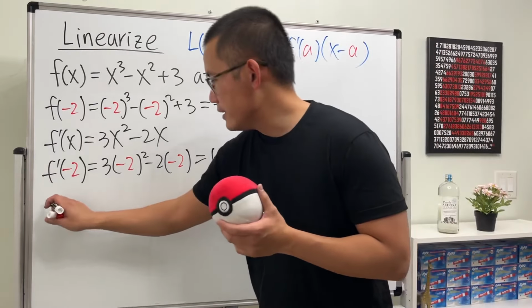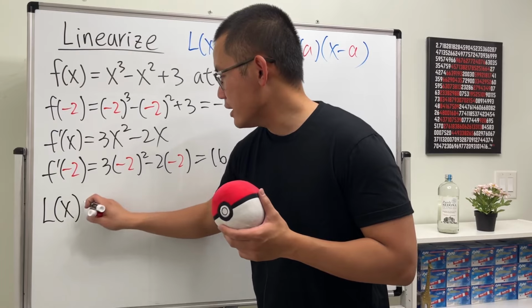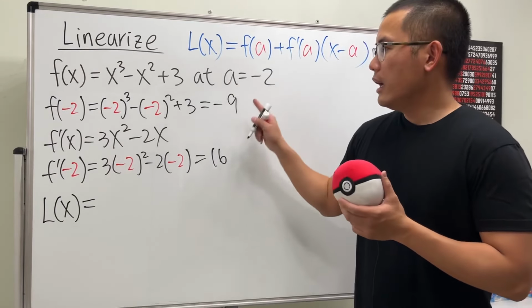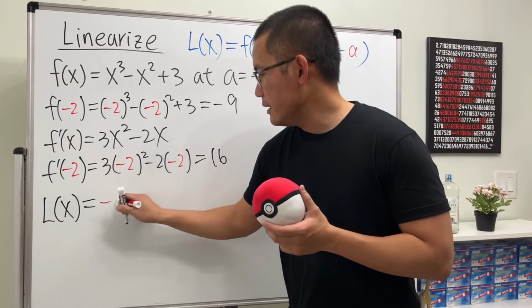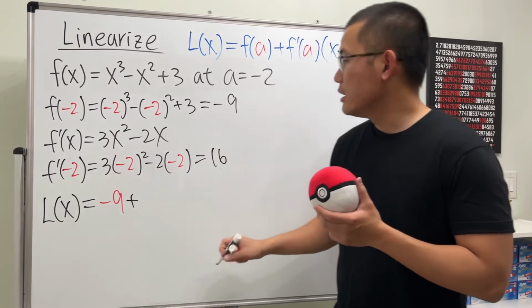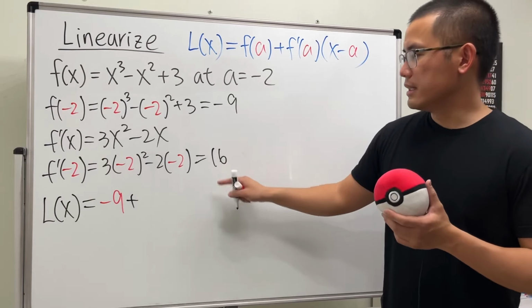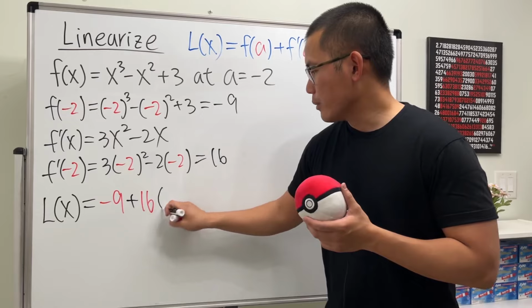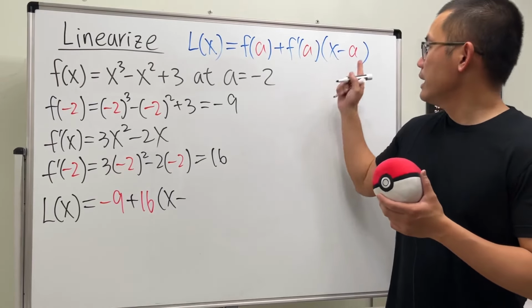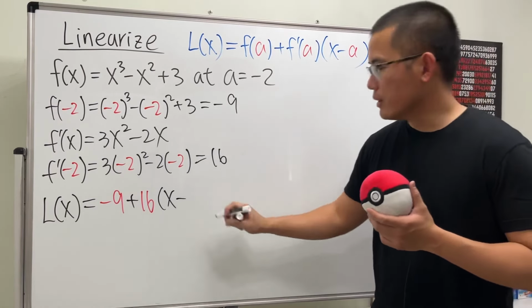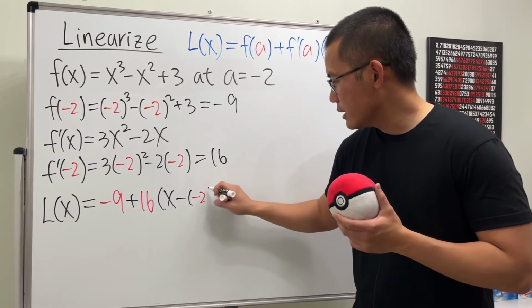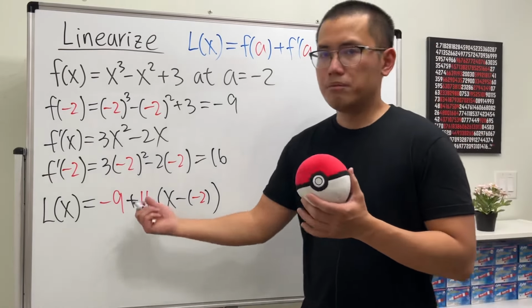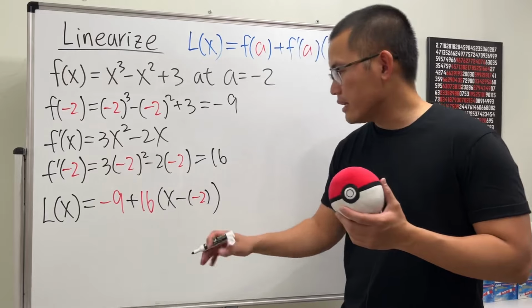And now we have all the ingredients, we can just go ahead and put that down, right? So, ladies and gentlemen, the linearization is going to be f of a, which is -9, and then we just add the derivative, which is 16, and then multiply by x minus the a value, which is -2. So let me just put that down right here real quick.